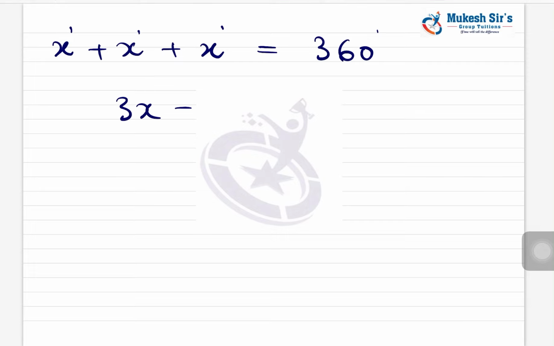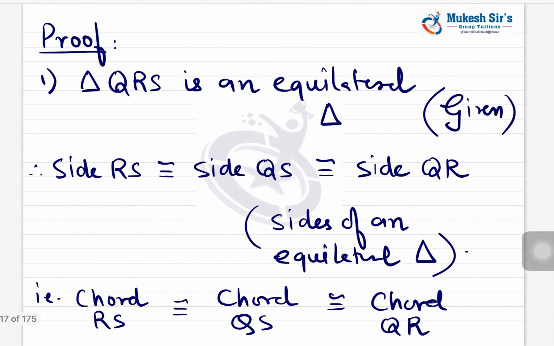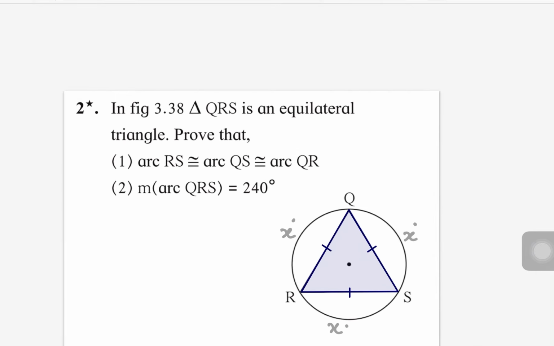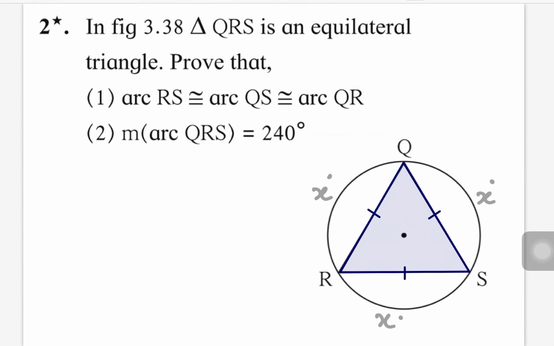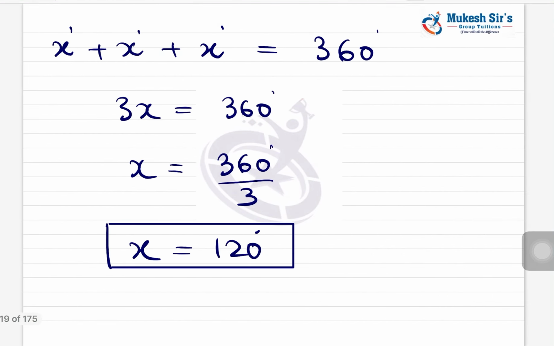So this becomes 3x is equal to 360 degrees. So x is equal to 360 upon 3. So x is equal to 120 degrees. Okay. So I got x as 120 degrees. Now here the second part is prove that measure arc QRS. Now what is QRS? QRS is equal to QR plus RS. So x plus x, right?